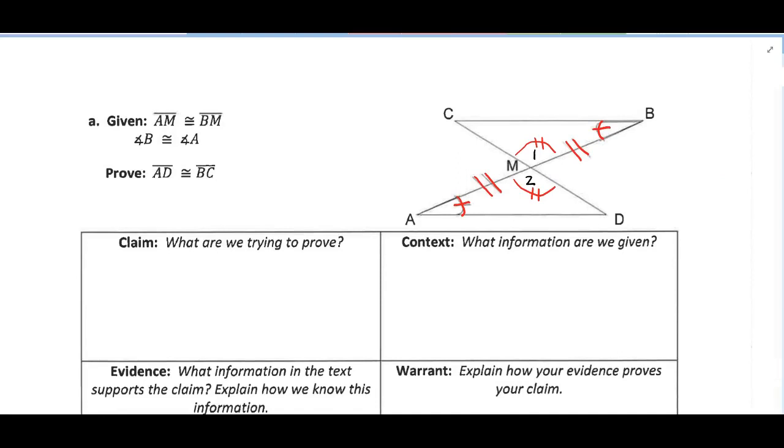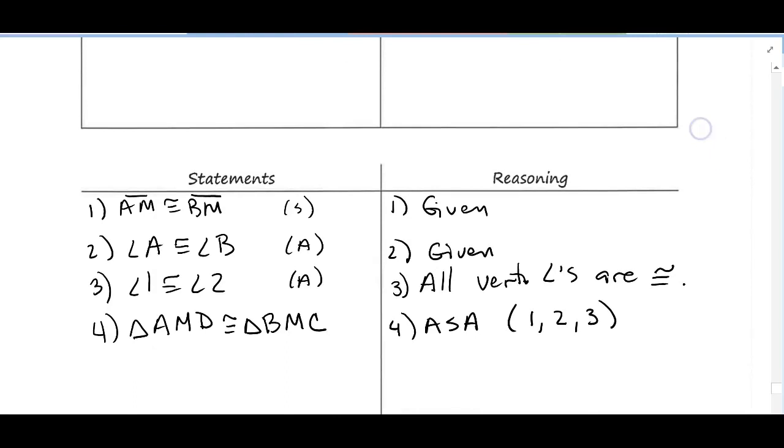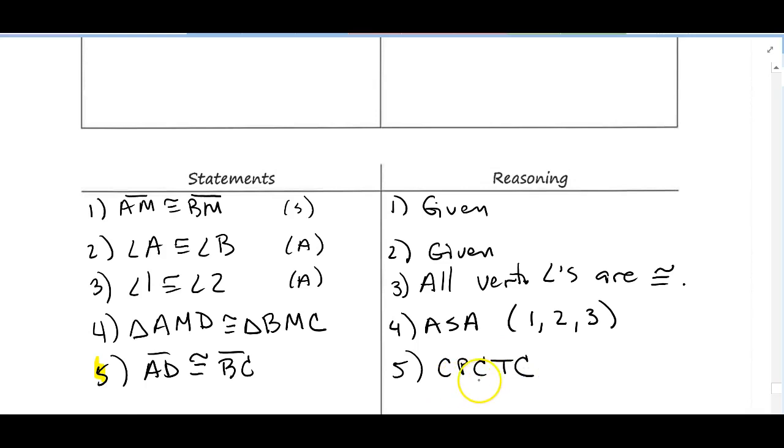And again, we talked about these two segments are corresponding parts. They're parts that match up. If I took the top triangle and spun it around so it landed exactly on the bottom triangle, AD and BC would match up with each other. Those are corresponding parts again. So now I can write segment AD is congruent to segment BC. And my reason is CPCTC, corresponding parts of congruent triangles are congruent.